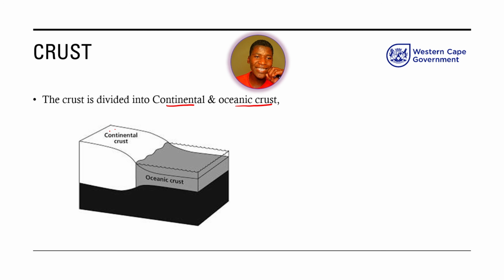So we have a continental crust. That is where we are here. That is where we stay. That is where we put our buildings. That's where we drive our beautiful cars. And that's where you go to school every morning, even if you don't want to. Yes, that's where we live. That is known as a continental crust.